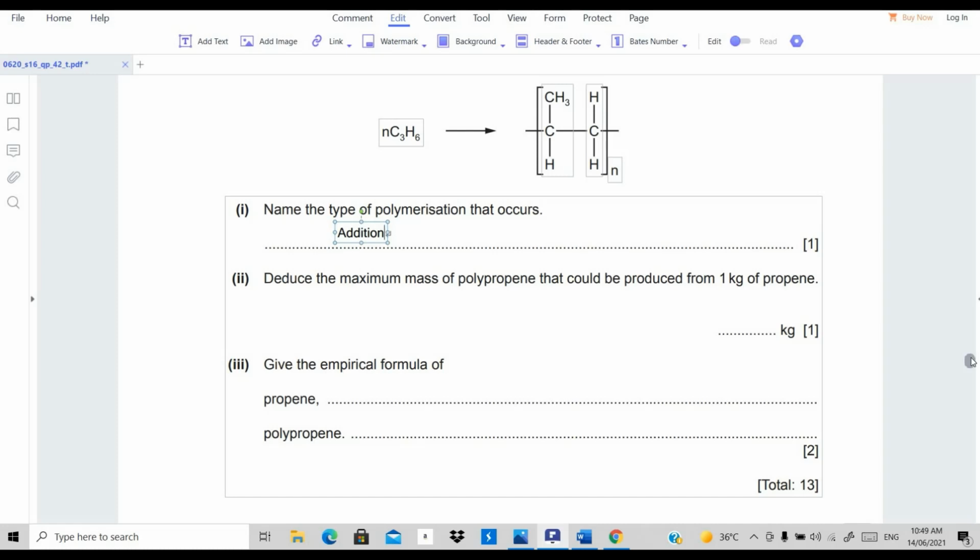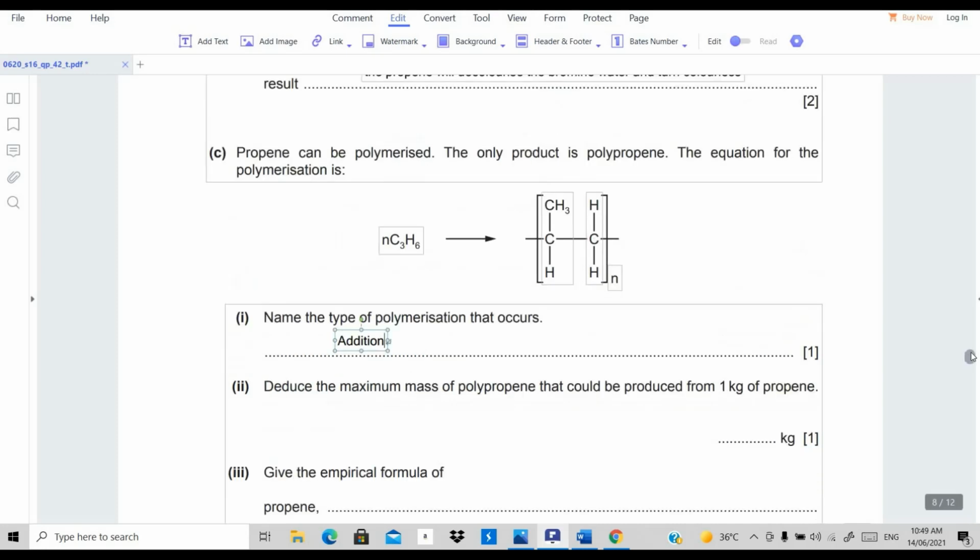Part two, the maximum mass of polypropene that could be produced from 1 kg of propene. You need to know one thing. Whenever an alkene is polymerized, now we're talking about propene, whenever this propene is polymerized, it will give you polypropene. So the mass before polymerization and after polymerization will stay the same. So we need to say 1 kg of polypropene. Simple question, simple answer.